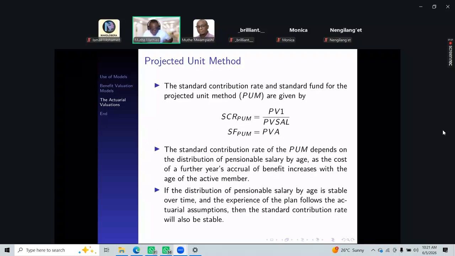So in this case here, let me start with the first method. So you can see the first method is called the projected unit method. So projected unit, just a unit, like 1 year, right? So just a single point. And you can see that the way we define it is that the standard contribution rate is just equal to the present value of the benefit from next year of service. And of course, we define it with the present value of the pensionable salary from next year of service.